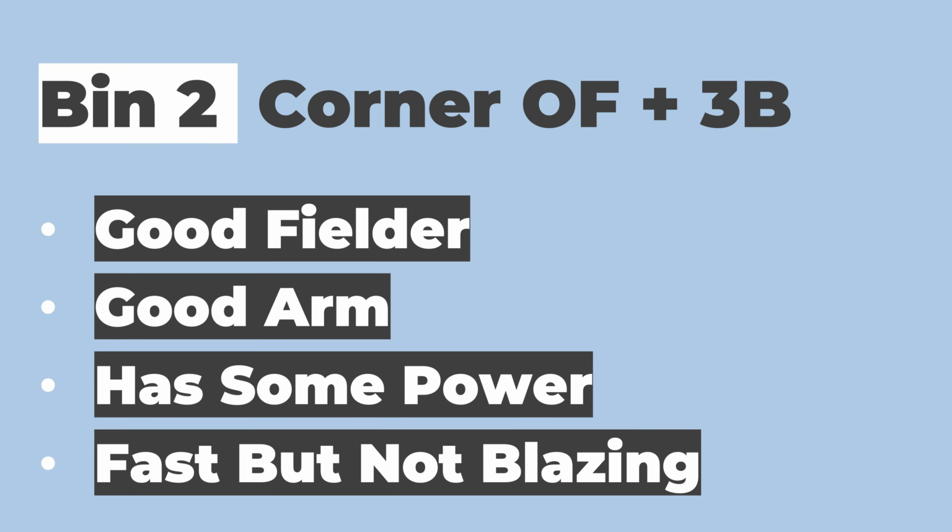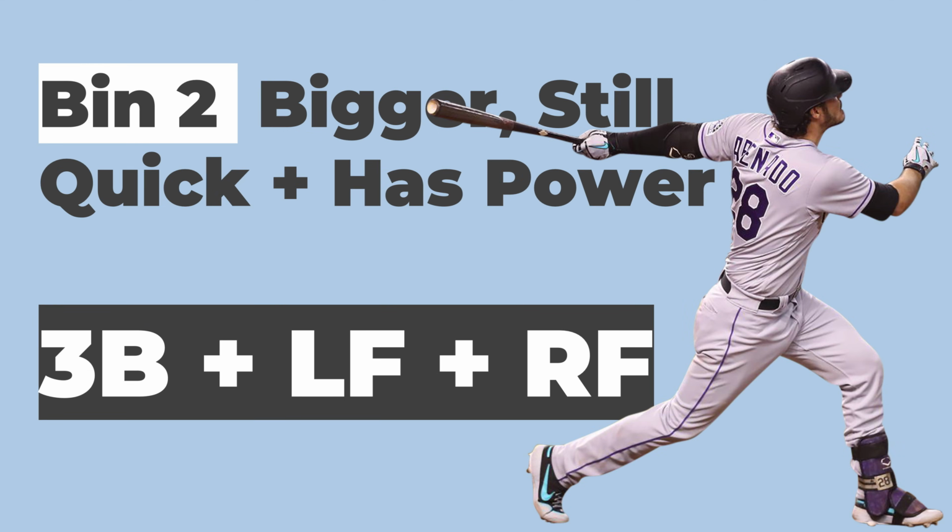So bin 2 is corner outfielders and third baseman. And these are good fielders. They have a good arm. They have some power, but they're not quite as fast because they tend to be a little bit bigger. And when you have more muscle mass on you and you're just a bigger person, you're not going to be quite as fast as like the center fielder. You're not going to have quite as much range as the shortstop.